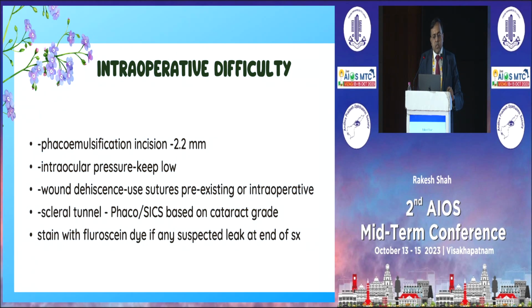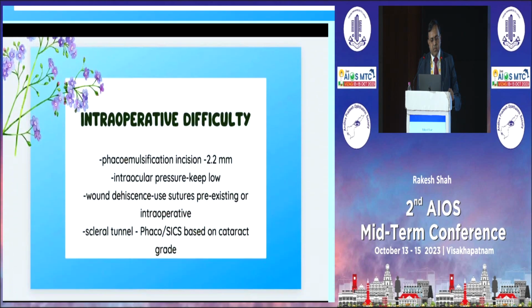So what I usually do is make my phacoemulsification incisions 2.2 mm. The intraocular pressure we need to keep on the slightly lower side. You may have a wound dehiscence during the surgery, so either you need to prime sutures during surgery or preoperatively. I routinely use a 2.2 scleral tunnel, but you can use a limbal or scleral tunnel if you are not comfortable with that. And stain if you suspect any leak at the end of surgery.